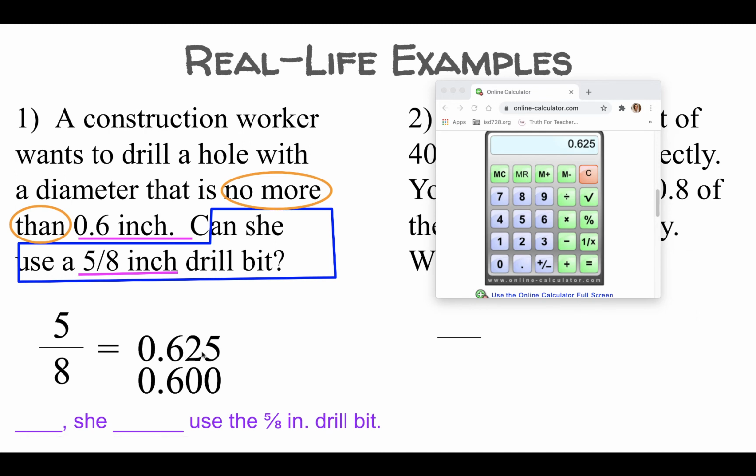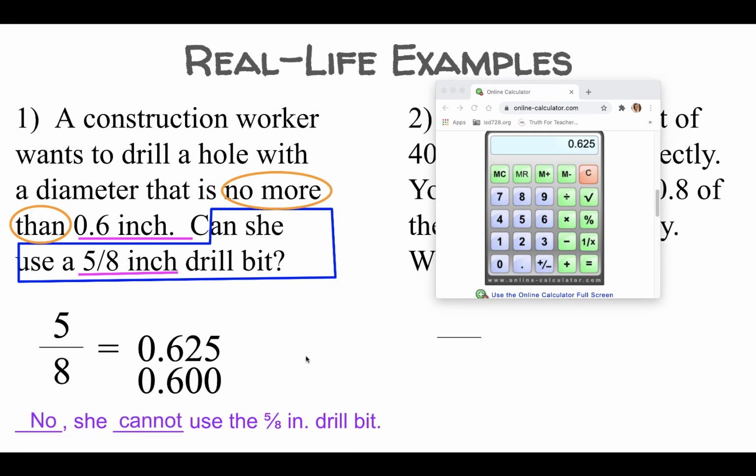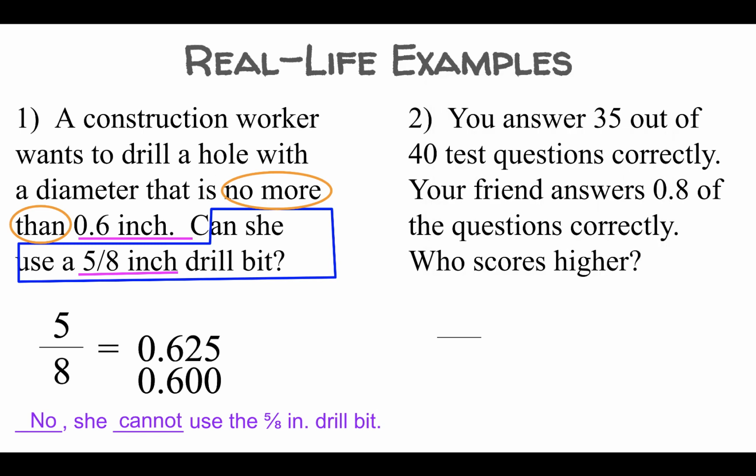2 has more of a value, so the drill bit is too big for what she's looking for, right? The drill bit gives you 625 thousandths. She's looking for 600 thousandths, or 6/10 of an inch. So no, she cannot use the 5/8 inch drill bit. Go ahead and pause the video, work on number 2, come back and check your answer with mine.